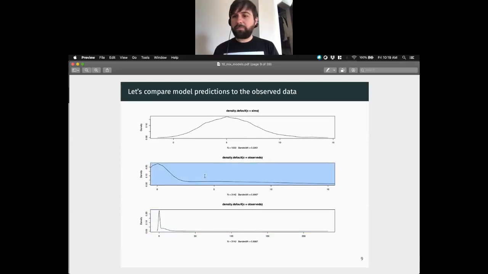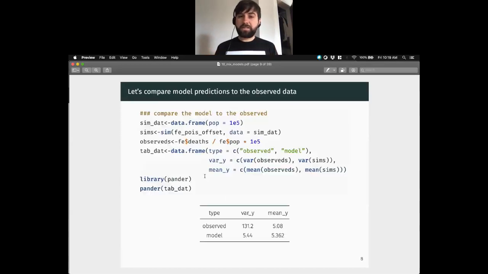Everyone with me on kind of what this overdispersion phenomenon means, right? We have a lot more variance in our count than we expect if the process was truly a pure Poisson process, right? We have a variance of 131 instead of 5.4. We're getting the mean right, our model's getting the mean pretty close to right, but it's really missing the mark on the variance. Okay.